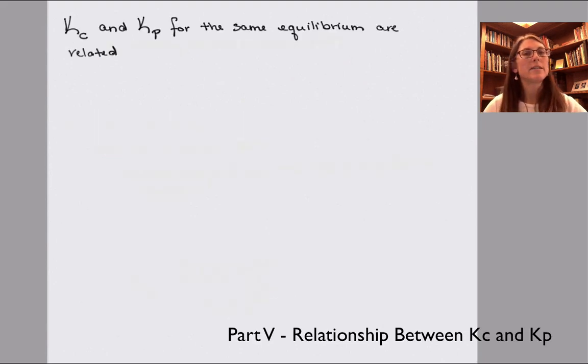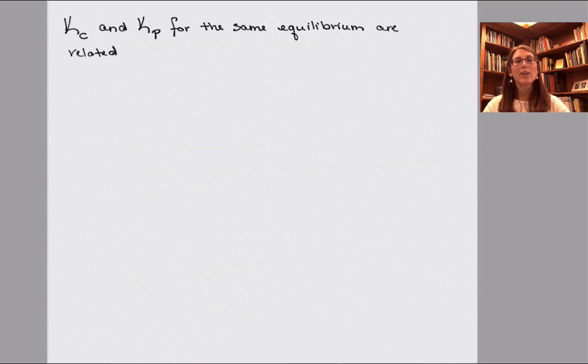So it turns out that Kc and Kp are related to one another. So if you have the same equilibrium and you have a choice for how you're going to write it, either in terms of concentrations or in terms of pressure, you're going to get different numbers. But it's the same equation, so there must be some relationship between those two values, and it turns out there is, and it has to do with how many moles of gas are in your reaction, both products and reactants.